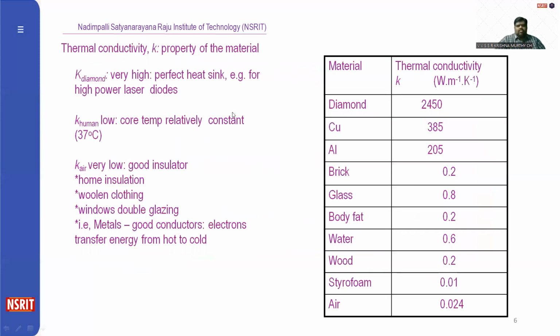So these are the different thermal conductivities for different materials and different properties. It will be very high for high power laser diodes and low for core temperatures, and air is a very good insulator. You can see diamond has 2450 watt per meter Kelvin.